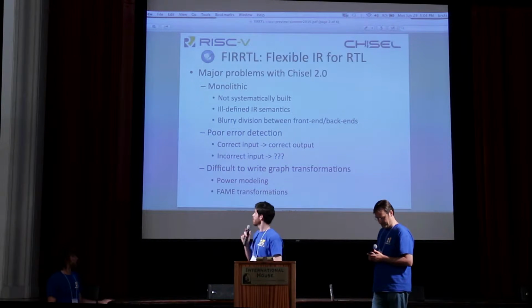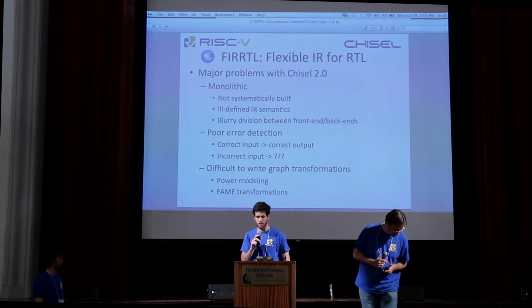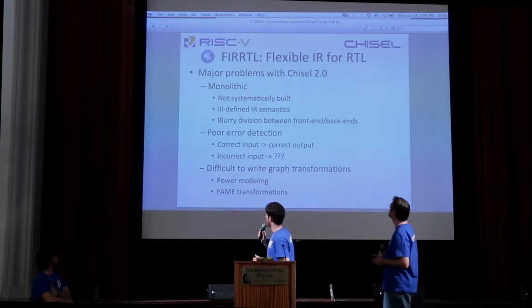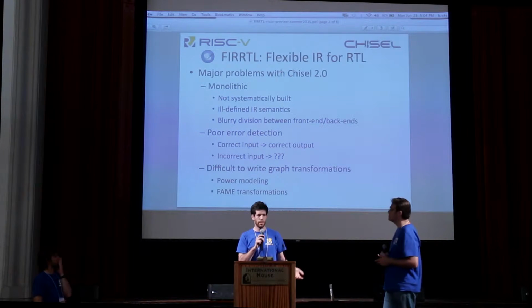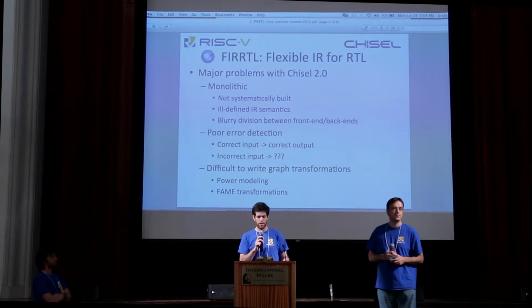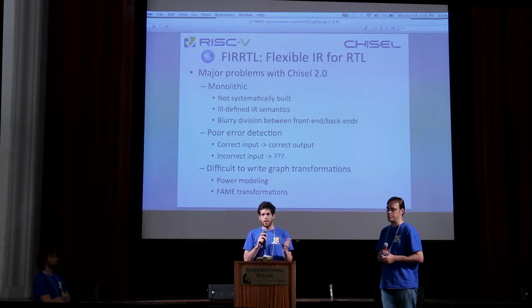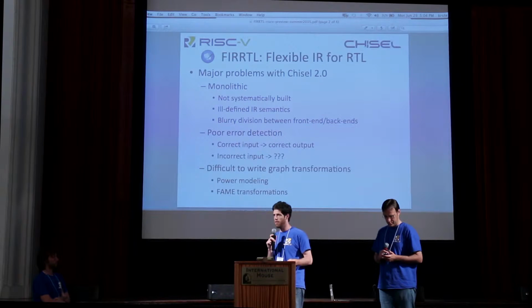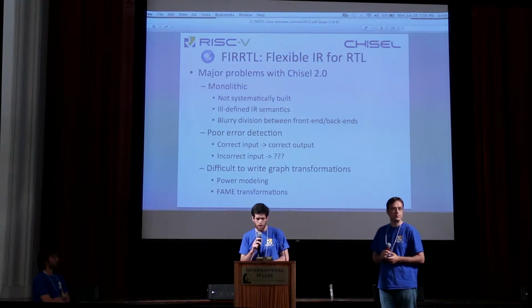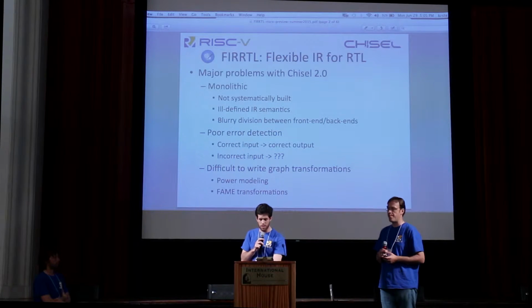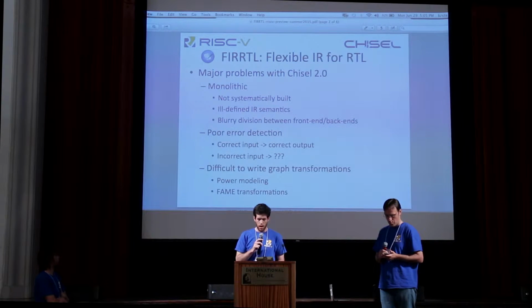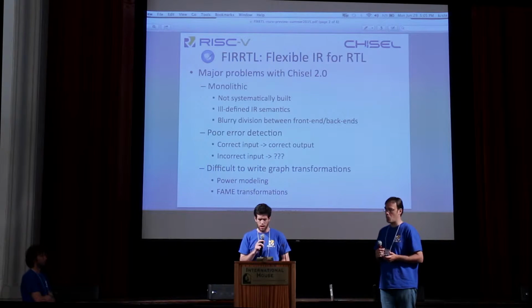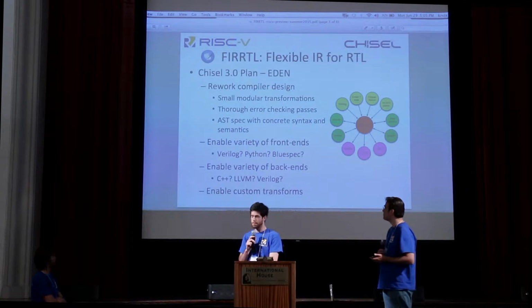However, there have been some major problems with Chisel 2.0 because it was a research project. Most of these include it being monolithic, it's not systematically built, its IR semantics are not well defined. There's a blurry division between front end, back end, and compiler passes. Because of that, you have poor error detection: with incorrect input, what type of error message do you get? And finally, for our own research, we want to write custom graph transformations, which I think we'll hopefully hear about, and it's difficult to write in the existing system.